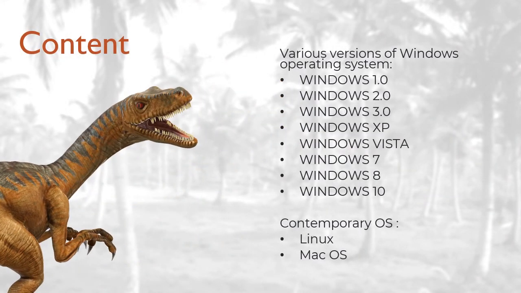There are various versions of Windows operating system available through time. So how Windows got evolved through time, we are going to talk about it, and also some of the contemporary OS like Linux and Mac OS.